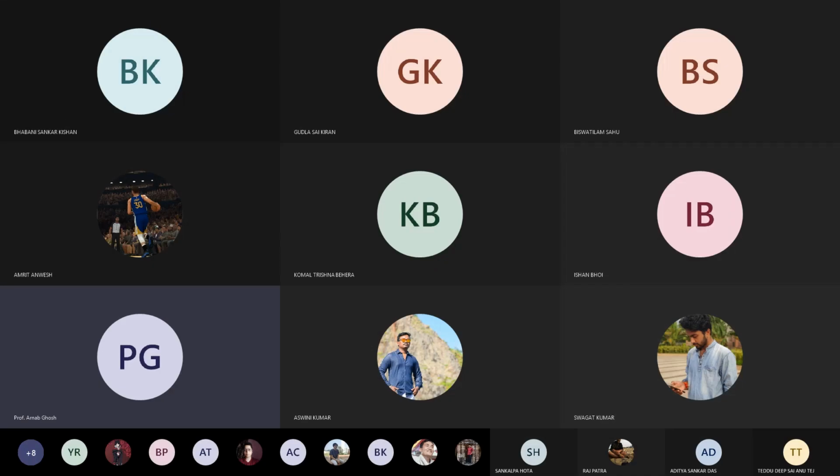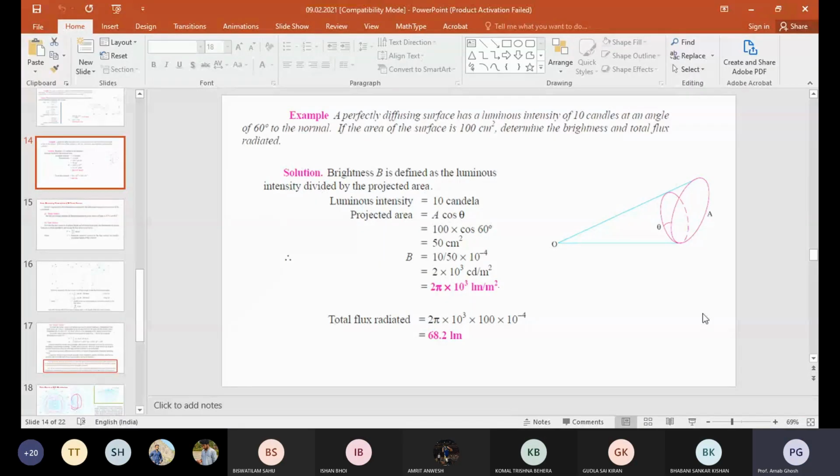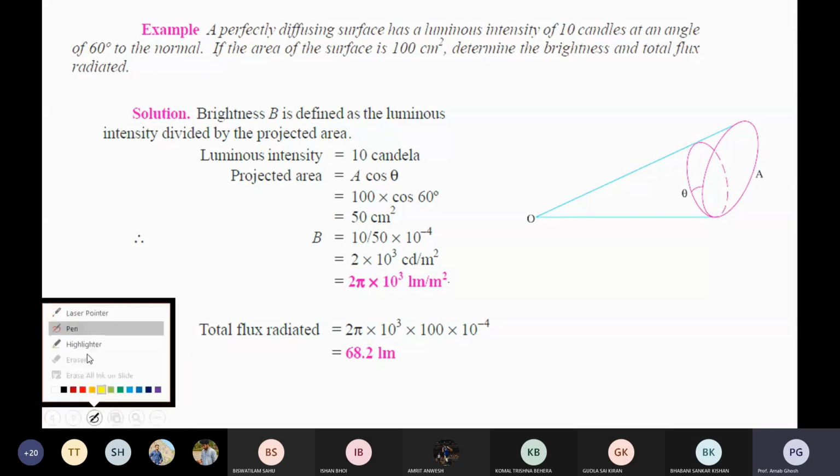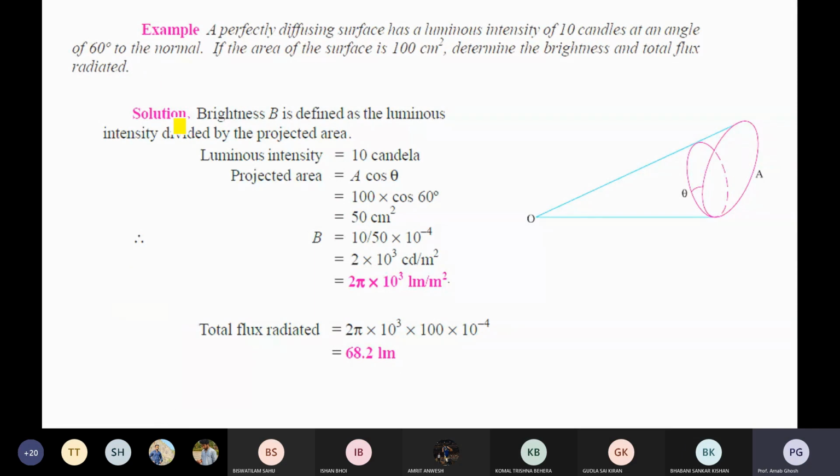So I have already started with that chapter, illumination. I have discussed different types of illuminations, meaning the most important terminologies of illumination. Then gradually I will discuss about different types, meaning the different sources of light.